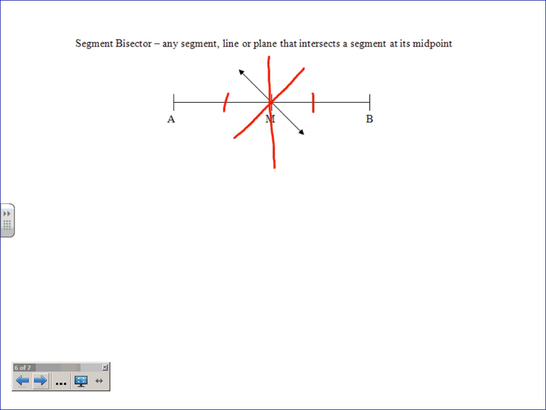Okay? It can't be just kind of in half. It has to be perfect. It has to hit basically the midpoint. And if it does that, it is a bisector of that segment. Okay? So yeah, a segment, line, or plane. Okay? Any questions?